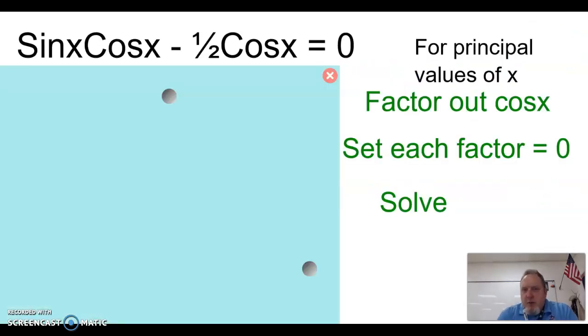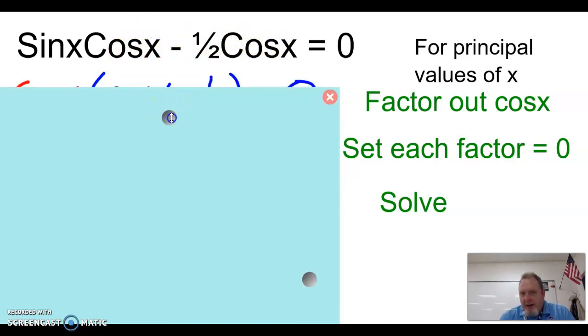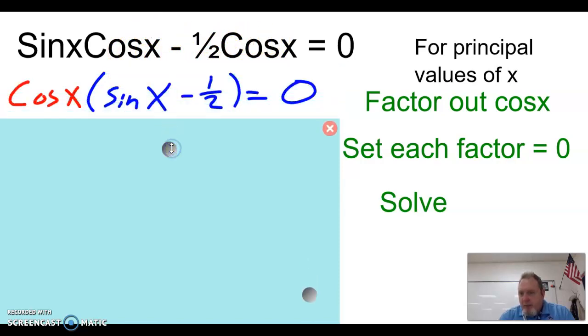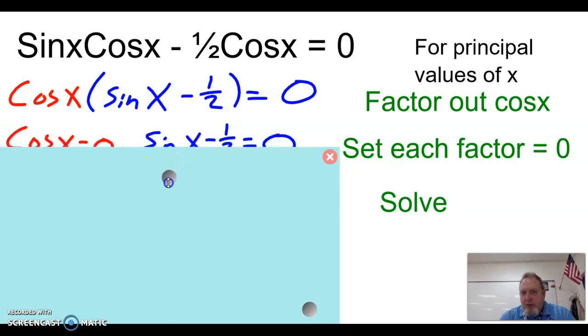All right, so our first equation here, you can see we have sine of x times cosine of x minus 1/2 of cosine equals 0. First thing hopefully you see here is both of these terms have a cosine, so we are going to factor that out. If I factor the cosine out, I am left with sine of x minus 1/2. Now that this is factored, I can set each one of those equal to 0.